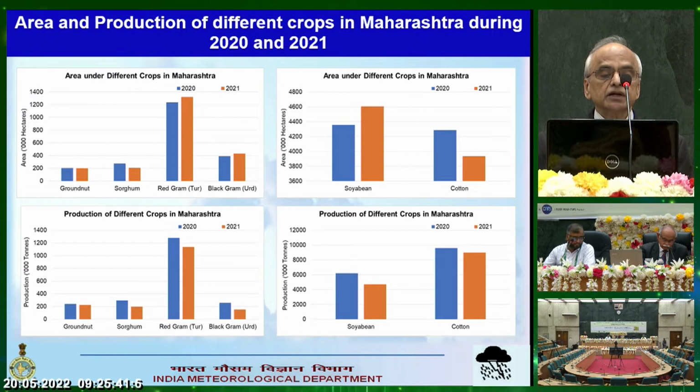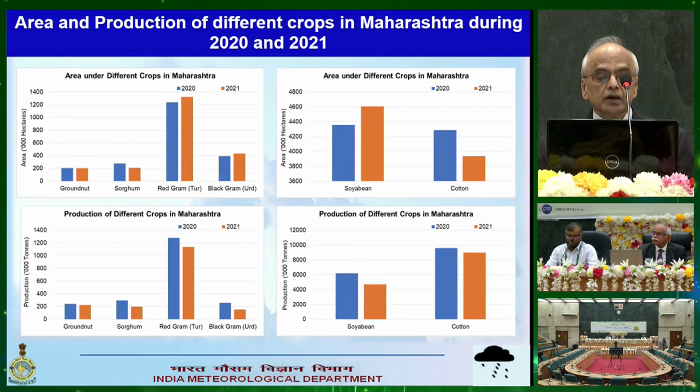The area and production of different crops in Maharashtra during 2020 and 2021. On the left side is the area of different crops, and it shows in 2020 a big share for the blue and light brown color, that's red gram on top, and it shows both area on the top and production in the bottom for the various different crops. On the left side are groundnut, sorghum, red gram and black gram. On the right side are soybean and cotton.